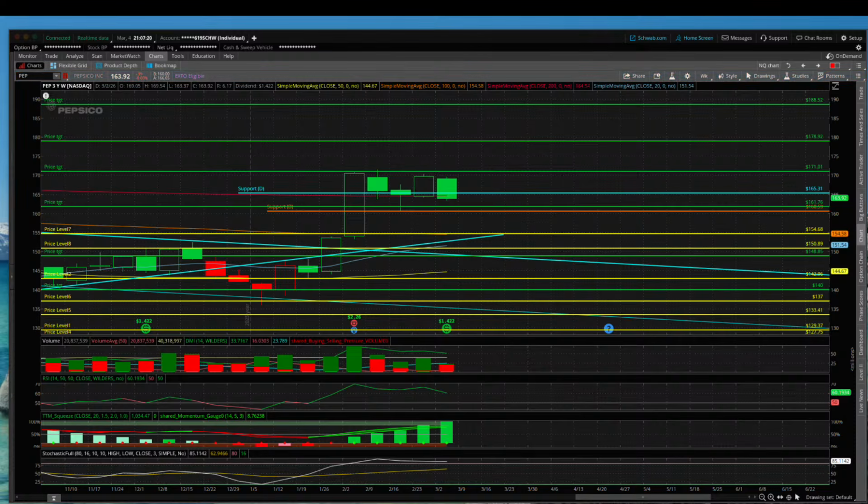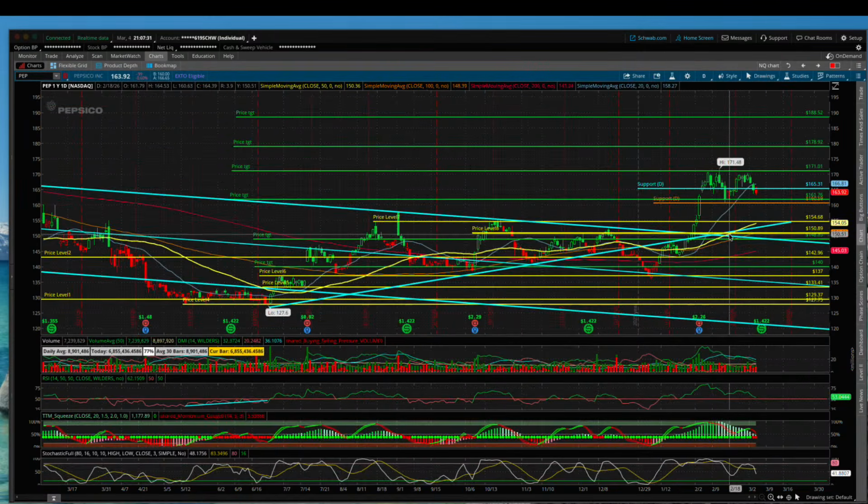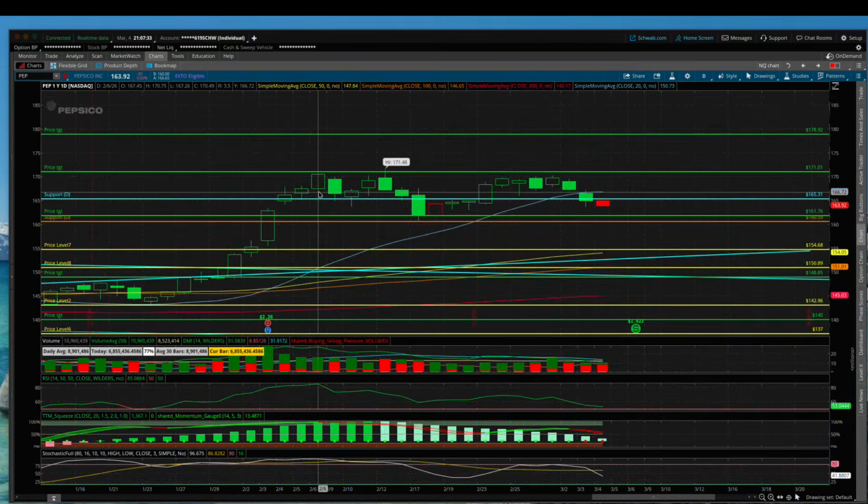If you're worried about the March calls, yeah, you can roll them out, but is it for sure not gonna hit? It's not a for sure. Like I said, Pepsi on the daily, on the weekly, it looks like it could go still. It doesn't look bad.